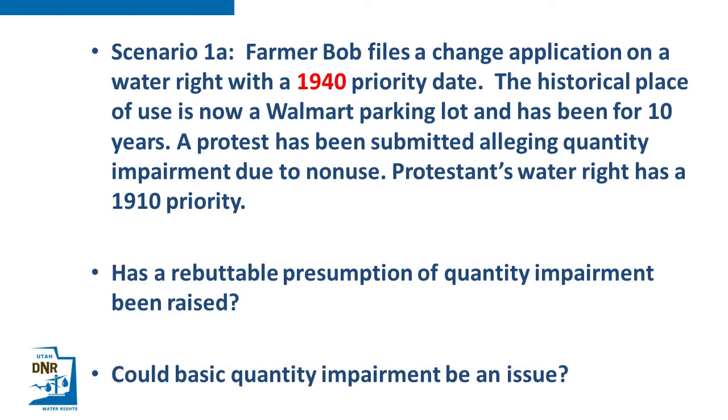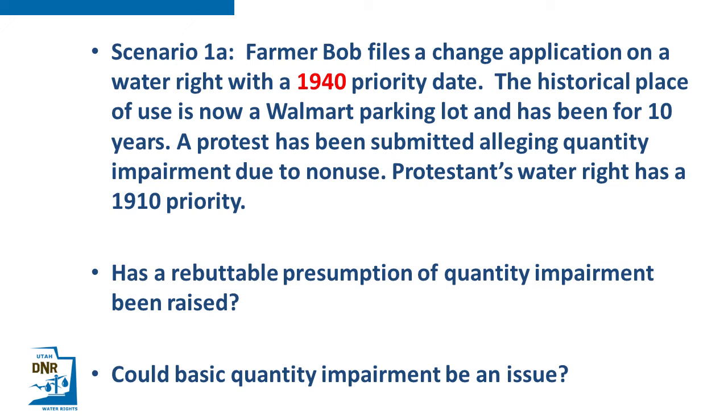Scenario 1A. Farmer Bob files a change application on a water right with a 1940 priority date. The historical place of use is now a Walmart parking lot and has been for 10 years. A protest has been submitted alleging quantity impairment due to non-use. Protestant's water right has a 1910 priority. Has a rebuttable presumption of quantity impairment been raised? Could basic quantity impairment be an issue?